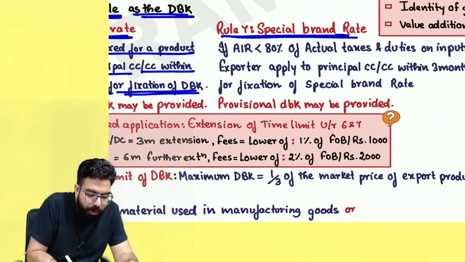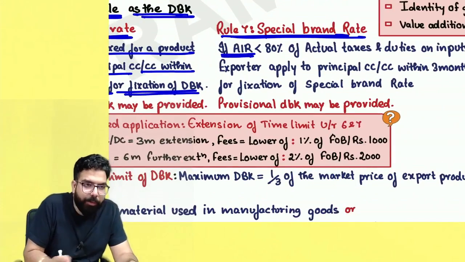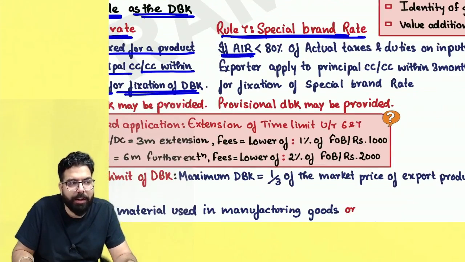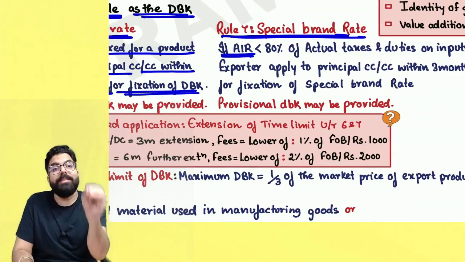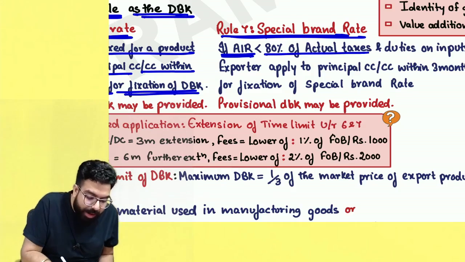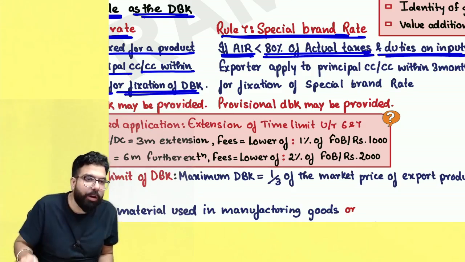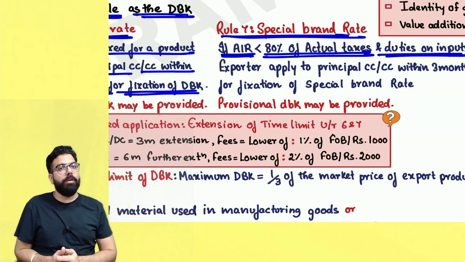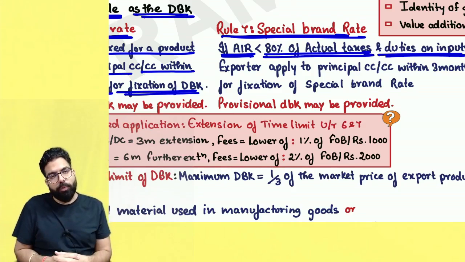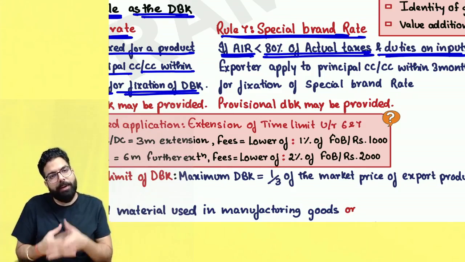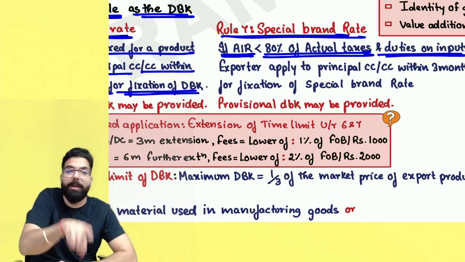Rule number 7 goes ahead and says, if by applying the all industry rate you are getting the duty drawback which is less than 80% of the actual taxes and duties on input. Might be I paid 100 rupees on duty on my inputs, but I am getting duty drawback only 70 rupees. Then they are telling you can apply for a special brand rate.